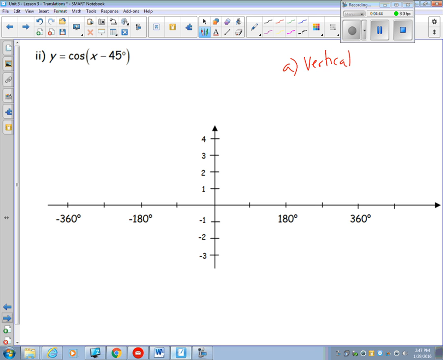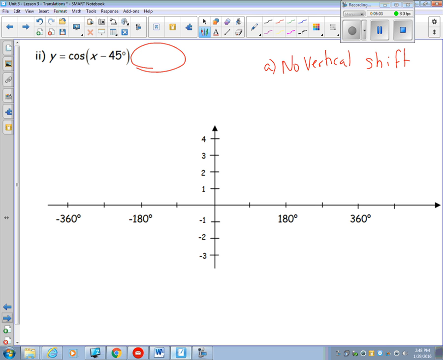Vertical, that would be my C value, the part after the bracket. Oh, but there's nothing there. Okay, so we'd actually say there is no vertical shift here, right? Let's move that out of the way there. No vertical shift. It didn't go up or down. It stayed exactly where it was supposed to.